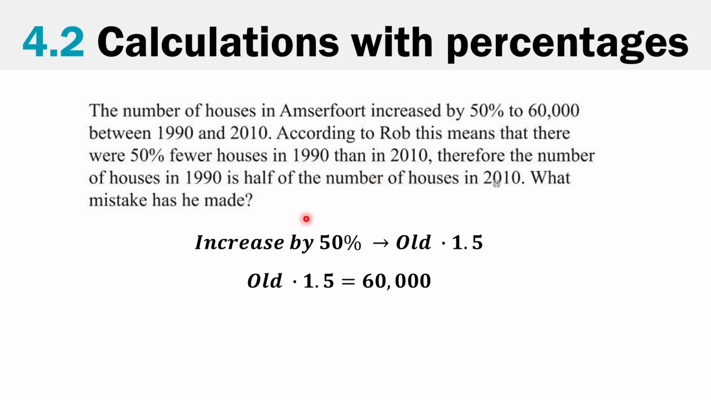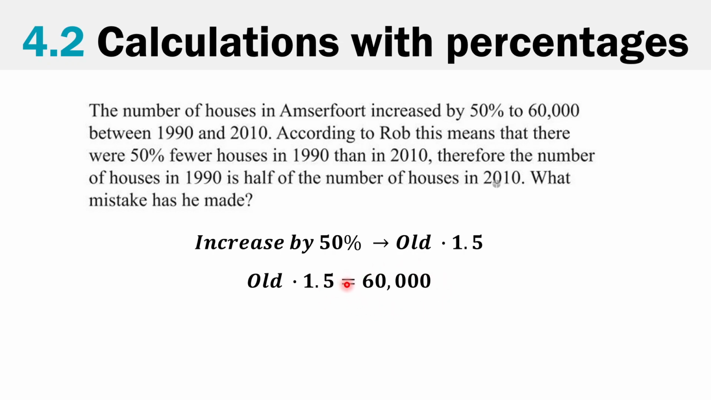I have an increase by 50%, right? That means that if I do old times 1.5, I find new. And in this case, new is given. So old times my multiplication factor, 1.5, is 60,000.